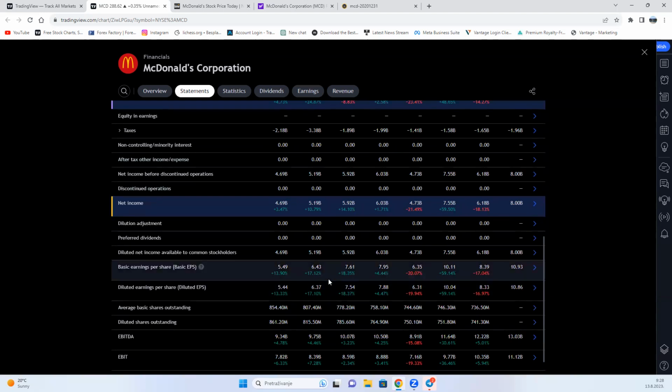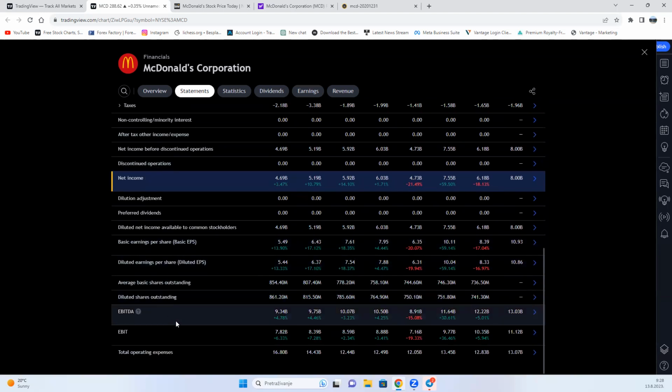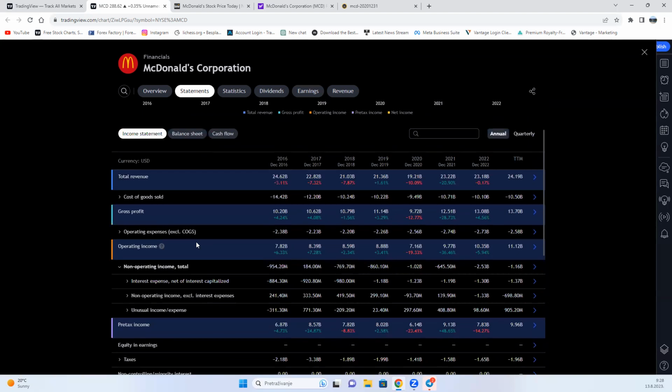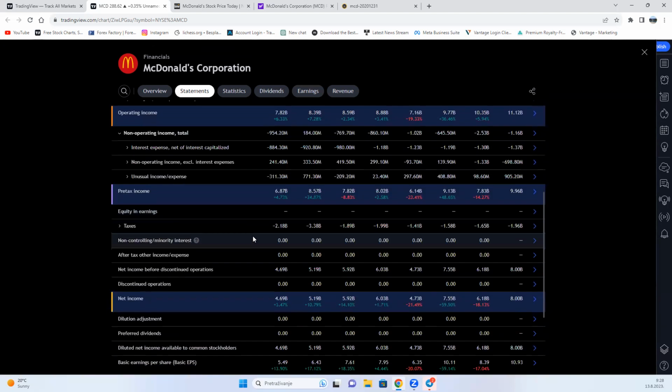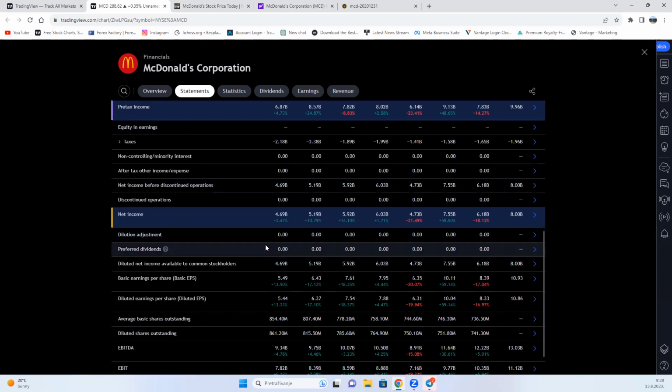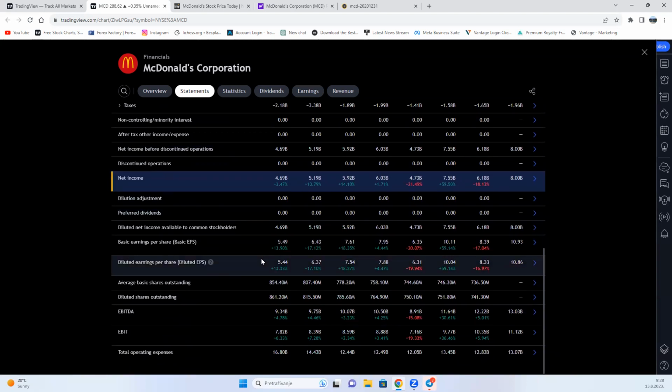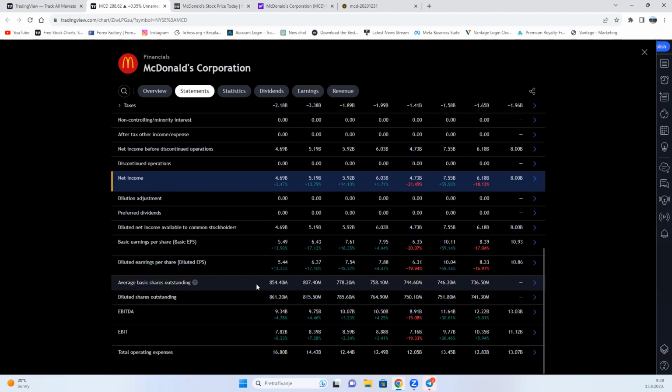You still haven't looked at the price of the stock. EBITDA, EBIT, we can cover it in some other seminar. I'm not going to go too much into details. Now you look at what the average shares outstanding is. You want to see how many shares this company has in the stock market. Average basic shares outstanding represents the number of shares the company has on the stock market, like the New York Stock Exchange, for example.